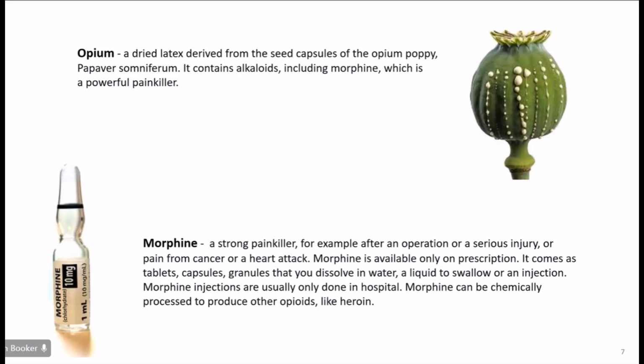Morphine is a strong painkiller, for example, after an operation or a serious injury, or pain from cancer or a heart attack. Morphine is available only on prescription. It comes as tablets, capsules, granules that you dissolve in water, a liquid to swallow, or an injection. Morphine injections are usually only done in hospital. Morphine can be chemically processed to produce other opioids, like heroin.